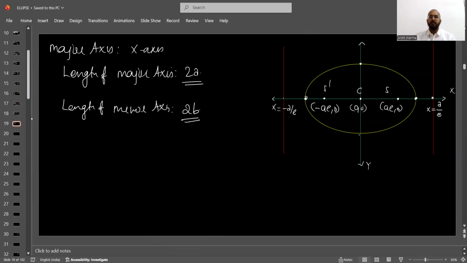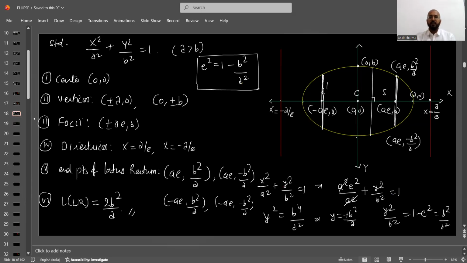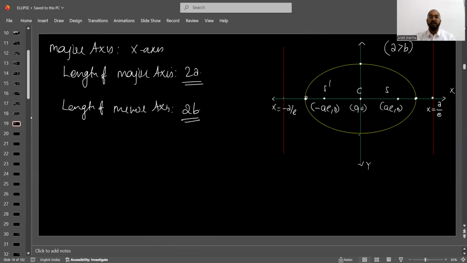Now, one obvious question would be, we have seen this ellipse where a is more than b. That means the major portion is on the x-axis. The entire thing that we have done is for a more than b. So the obvious question will be, what will happen if a is less than b? So we have another form of ellipse basically, where what happens?